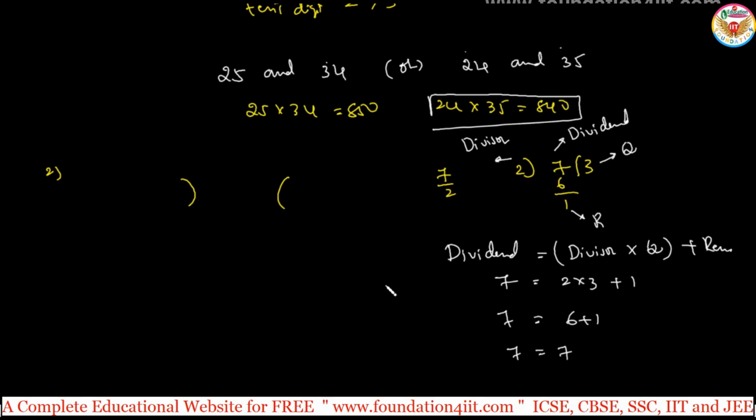So in any division we can use this rule. Dividend is equal to divisor into quotient plus remainder. Out of these 4, if we know any 3, we can find the fourth one. Okay, so based on that also we have questions in this properties.